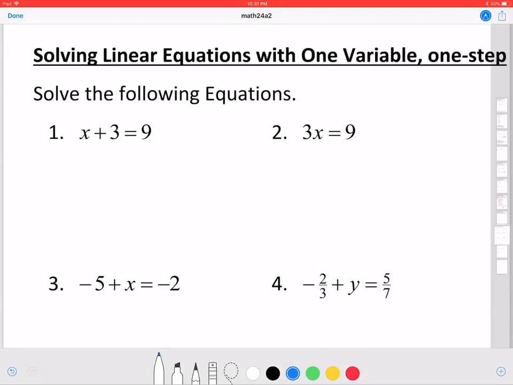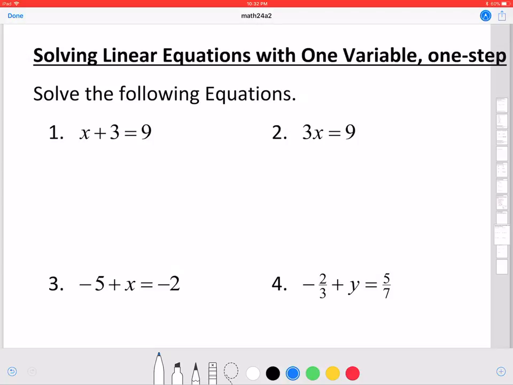Okay, in this video we will learn how to solve a linear equation with one variable. And this is the easiest one because it only requires one step. Okay, let's start with number one. Number one, the equation reads x plus 3 is equal to 9.